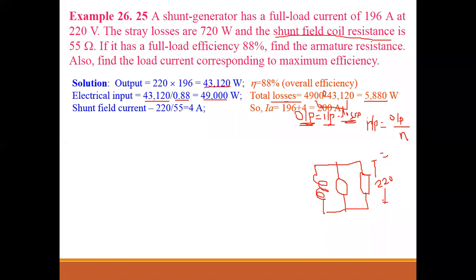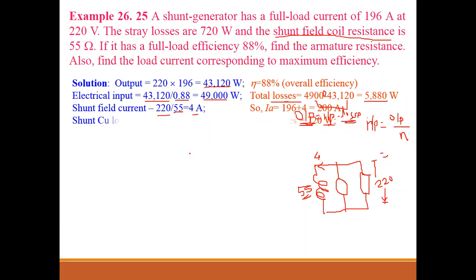Okay, and they have given us the resistance of this coil as 55 ohm. So if we need to calculate the current flowing through this coil, then we can easily find out the total voltage across this field coil divided by the resistance value. So 220 is the voltage and 55 is the resistance value. So we got the shunt field current, that is ISH, which is nothing but 4 ampere.